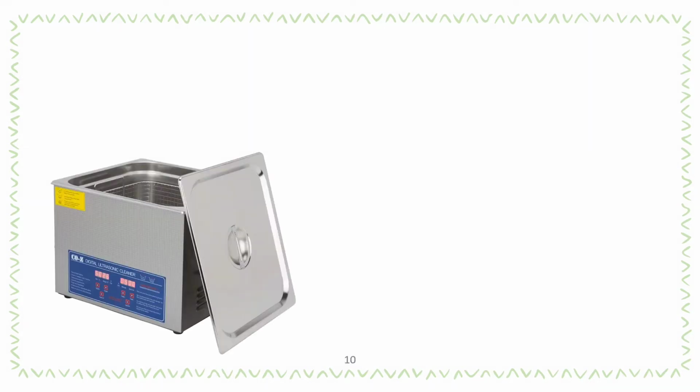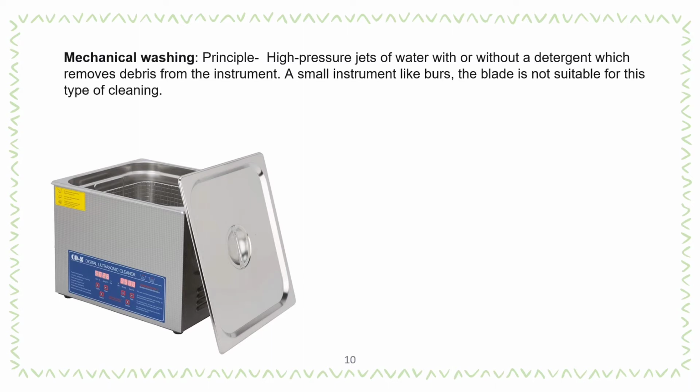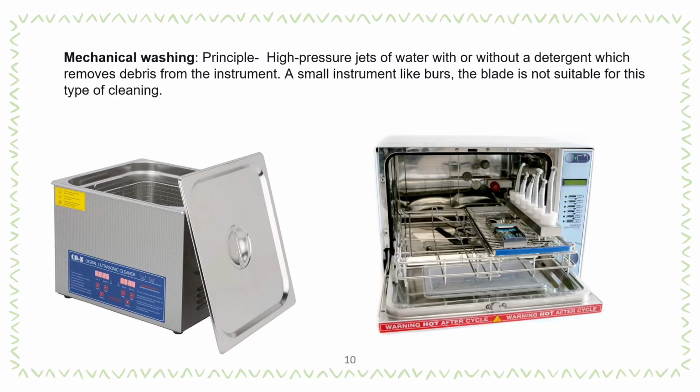On this slide, you can see the general appearance of an ultrasonic cleaning device. Mechanical washing is when high pressure jets of water, with or without a detergent, remove debris from the instruments. Small instruments like blades are not suitable for this method. On the right side of the slide you can see a sample of a mechanical washing device.